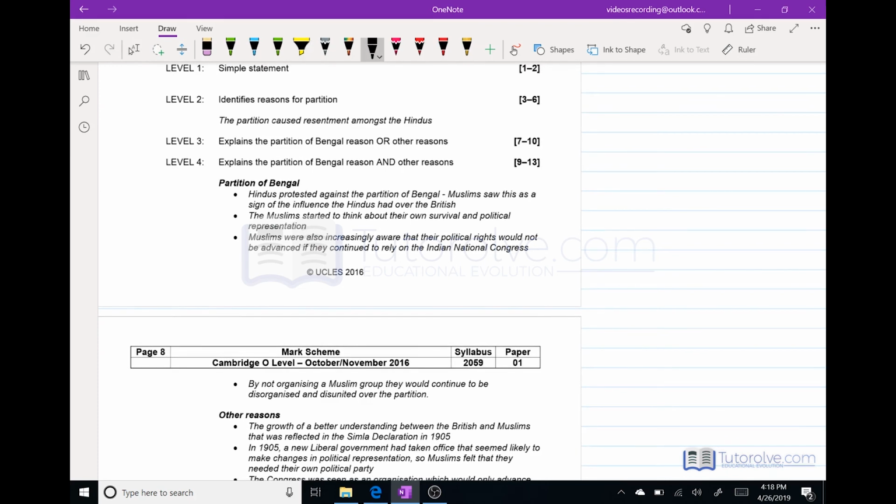But firstly, the answer is divided in two parts. The first part is talking about the fact that the partition of Bengal was an important aspect. It cannot be sidelined. Hindus protested against the partition of Bengal. Muslims saw this as a sign of the influence of the Hindus over the British. After the protest from the Hindus, the British had to reverse this.